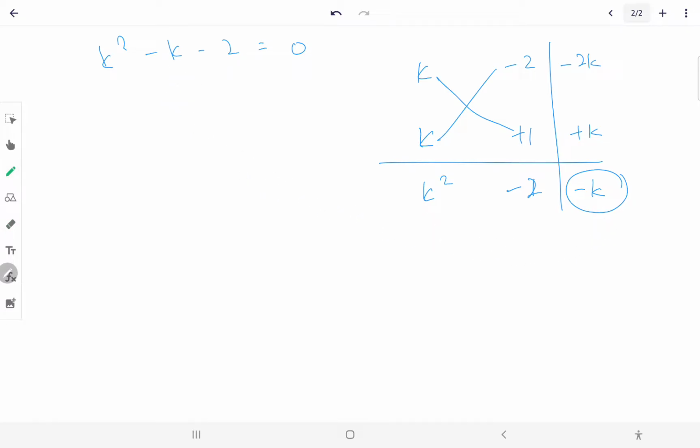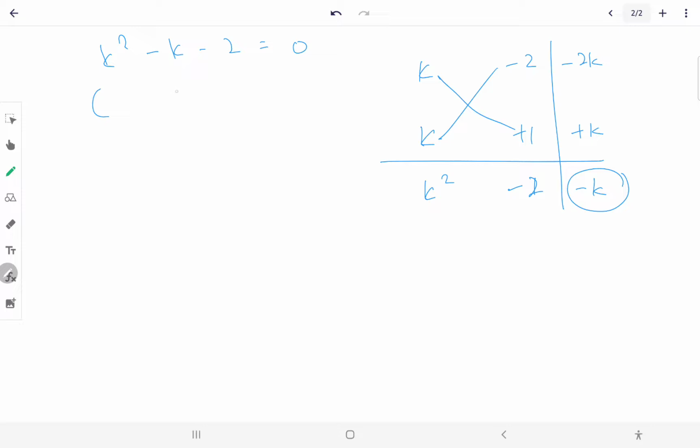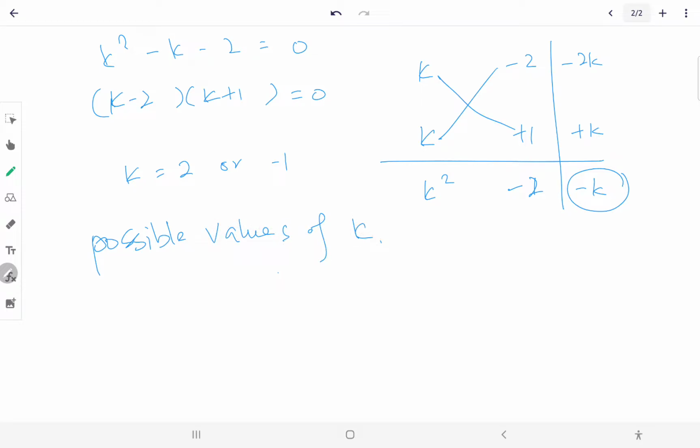Okay, so let's look at these possibilities. Let's put the brackets in. So you know this is k minus 2 and this is k plus 1 equals 0. Therefore, k can be either equal to 2 or minus 1. So these are the possible values of k. Okay, let's go back to the question again.